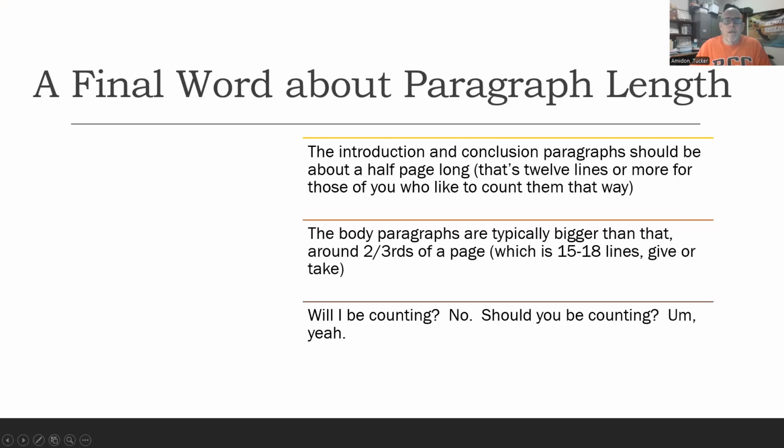Okay. Final word about paragraph length. Intro and conclusion paragraphs should be about a half page long, 12 lines or more for those of you who like to sort of count number of lines on the page. And the body paragraphs are typically bigger than that, around 2/3 of a page, 15 to 18 lines or so. Will I be counting? No. Should you be counting them? Yeah. But also keep in mind that you don't want any paragraphs that are stretching to a full page. This essay does not warrant that amount of length. So you need to be mindful. Do not go that far.